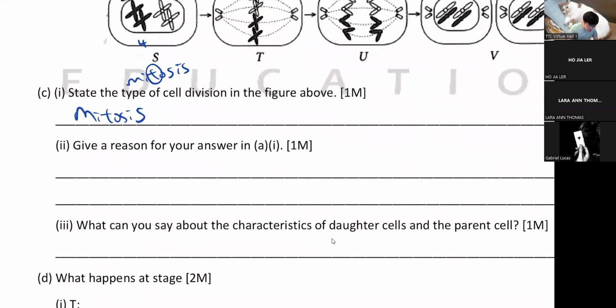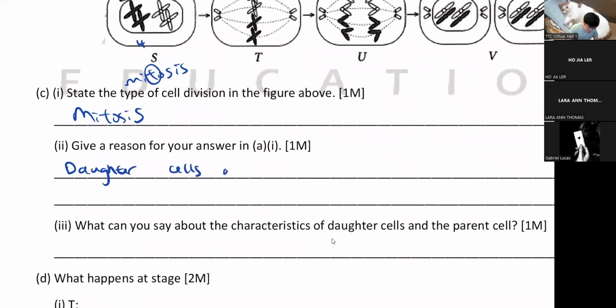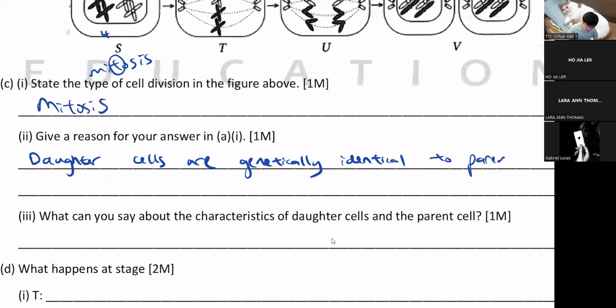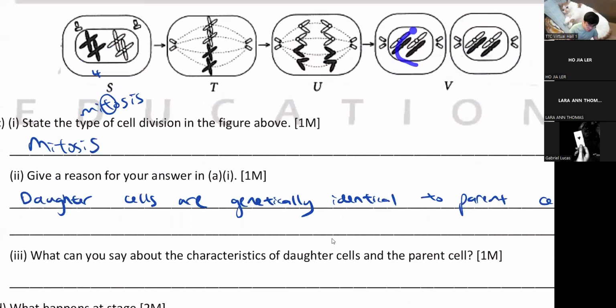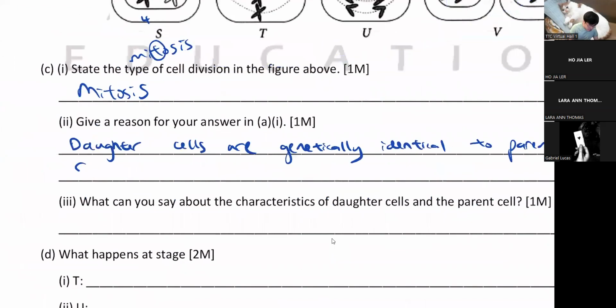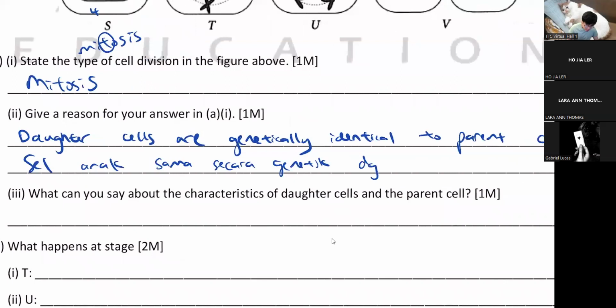So give a reason for your answer. How do you know it's mitosis? The daughter cells are genetically identical to the parent cell. That means these 2 are the same as the parent. This is called sel anak sama secara genetik dengan sel induk. Sel induk is the original cell, which is the parent cell. So they look exactly the same.